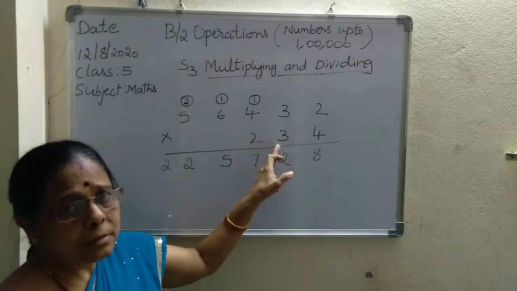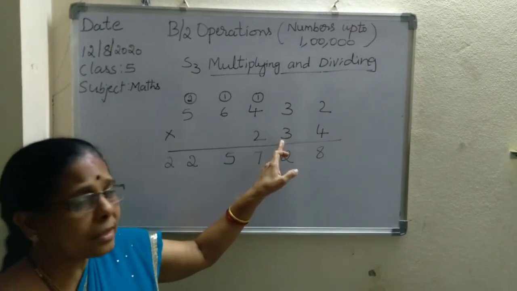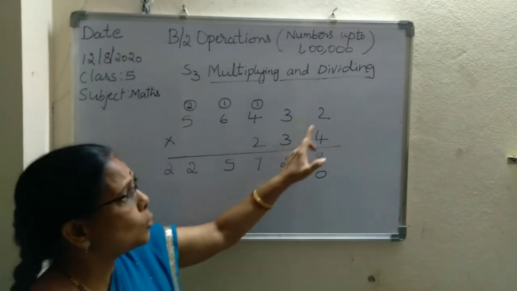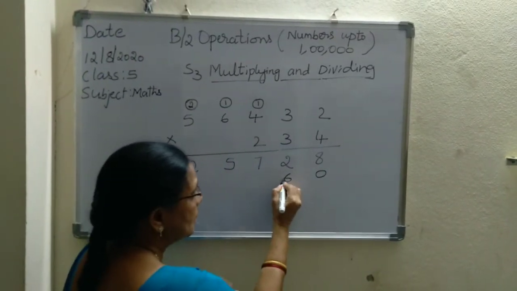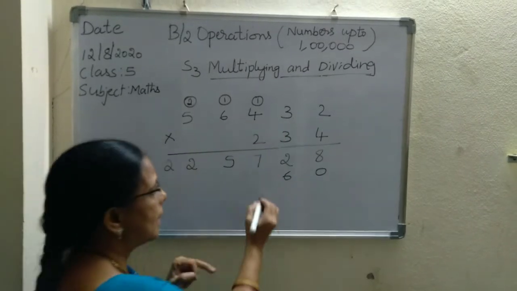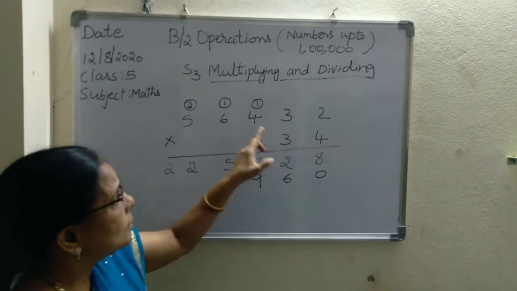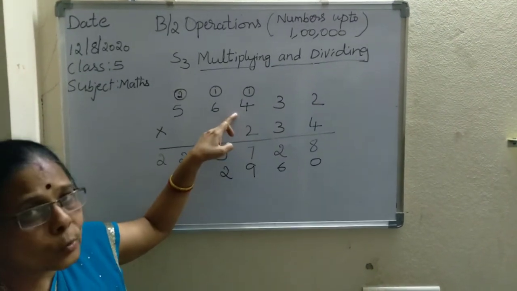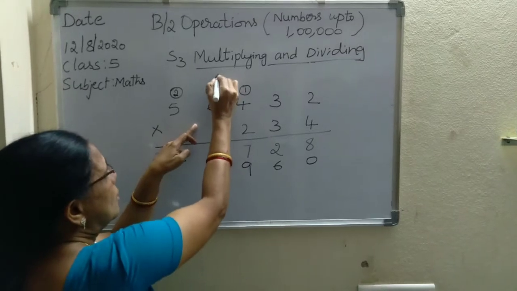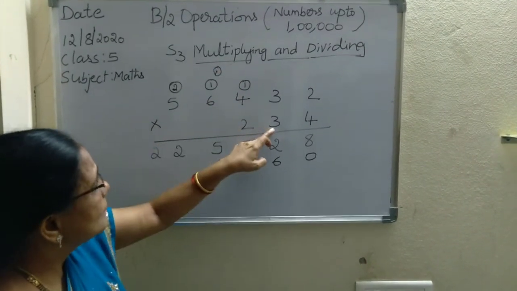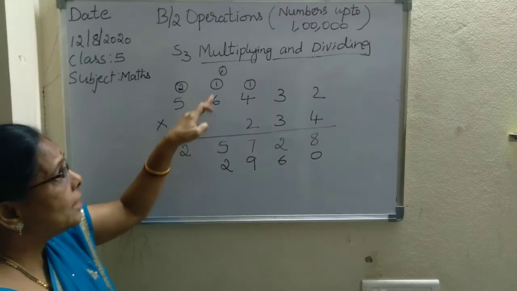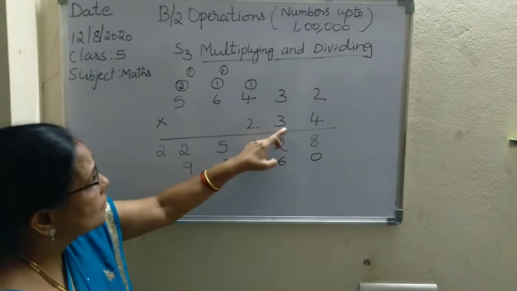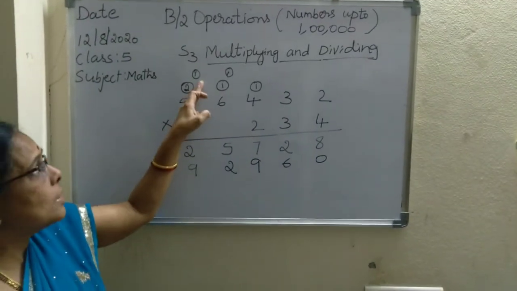Now we'll start with the tens place. So we'll write 0 here. 3 twos are 6. 3 threes are 9. 4 threes are 12. 3 fours are 12, 2. 1 carry. 3 sixes are 18. 18 plus 1 is 19. 1 carry. 3 fives are 15 plus 1, 16.